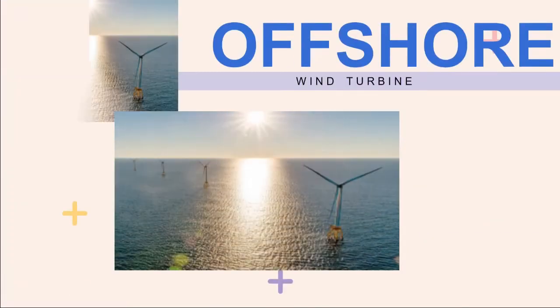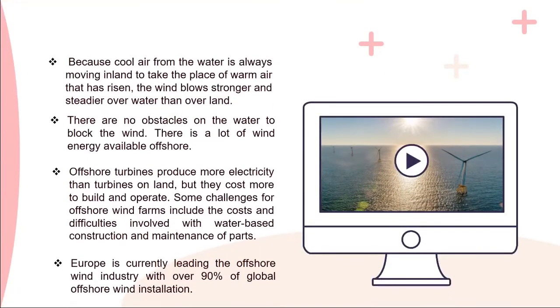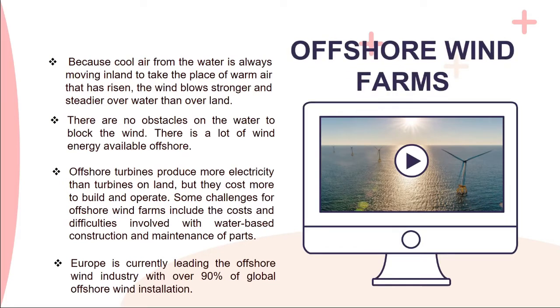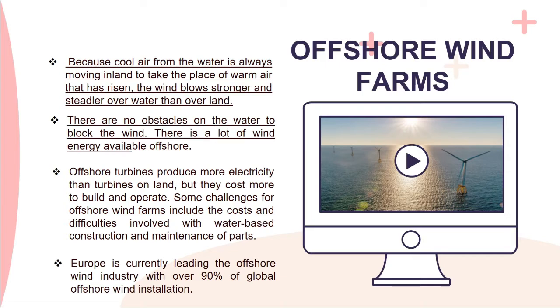Second is offshore wind farms. Because cool air from the water is always moving inland to take the place of warm air that has risen, the wind blows stronger and steadier over water than over land. There are no obstacles on the water to block the wind. There is a lot of wind energy available offshore.